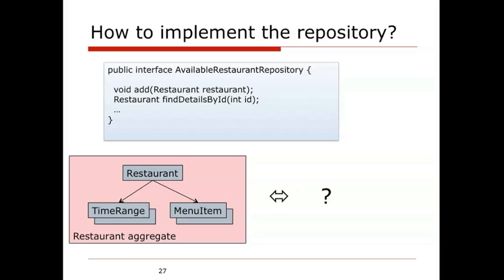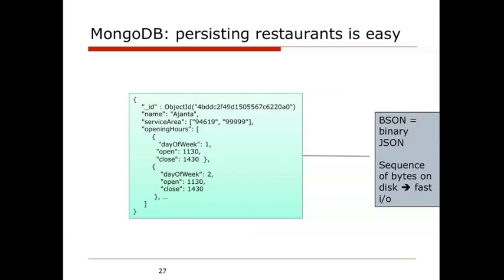Pretty straightforward. But how on earth will we do this with a NoSQL database? How do we map the restaurant aggregate, restaurant, time range, menu items, into the NoSQL database's storage model? And then how on earth do we implement this interface? So let's look at this.